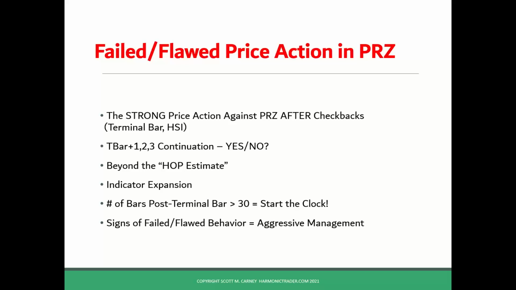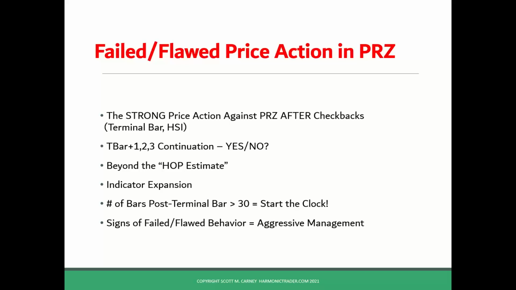The thing that we want to be aware of, though, is flawed or failed price action. And again, this relates to yesterday's execution strategies, but I wanted to bring it up again because it's really important that if we're looking at any position, if we don't get the price action we're expecting or anticipating, it's an early scratch. One of the ways that we can see that is within the number of bars after the terminal bar.